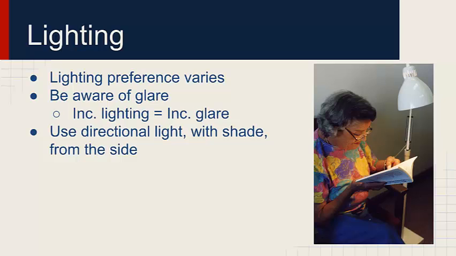Well, we can use a directional light that has a shade and ensure that the light is coming from the side. So if you have a look at the picture here, you can see that light is on a stand, it's got a shade, it's pointing directionally down onto the book that the patient is wanting to read, and you can see the bright spot of light which is right on the book. It's not in her eyes. That shade is tilted slightly away from her eyes so that she's not getting the glare from there.